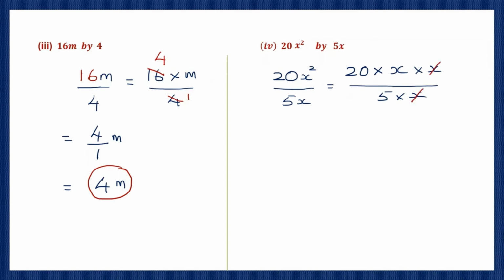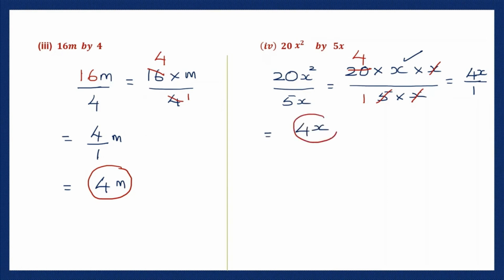I can cancel 5 and 20 both by 5. 5 ones are 5. 5 fours are 20. Now I get 4 by 1. So for my final answer here, don't forget to add the x. This x is still left. So 4x by 1. And my final answer will be 4x.